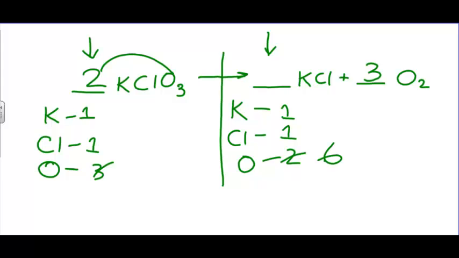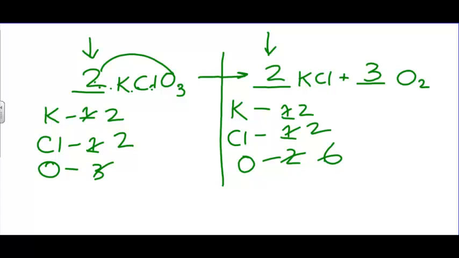But remember, when you did this, you screwed up the K's and the Cl's that were balanced. Don't worry, you can fix them. So distribute. 2 times 1 gives you 2, 2 times 1 gives you 2. And then go back and fix your K's and your Cl's by putting a 2 here. 2, 2. Okay?